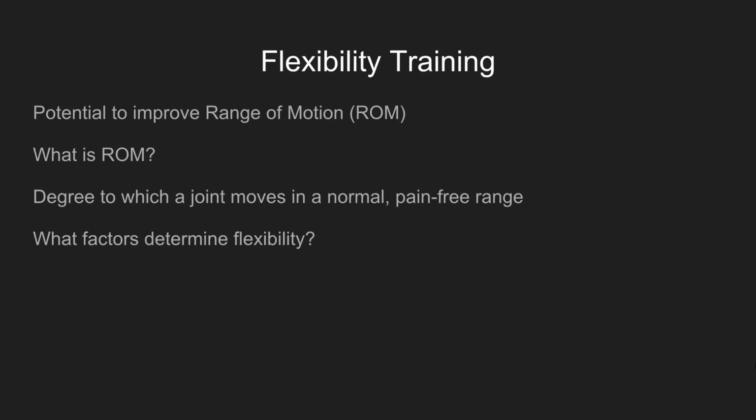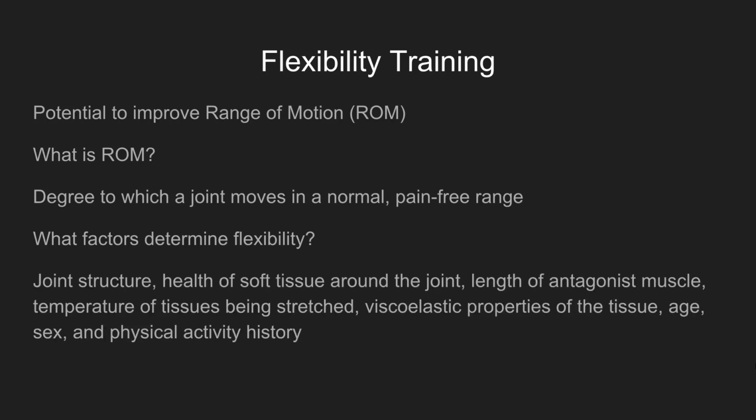So, what would be some of the factors that determine our flexibility? We have joint structure, health of soft tissue around the joint, length of antagonist muscle, temperature of tissues being stretched, viscoelastic properties of the tissue, age, sex, and physical activity history. Going to jump in a little bit more in detail of a few of these.